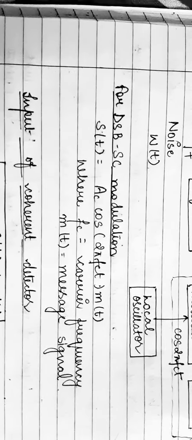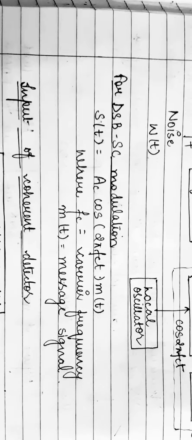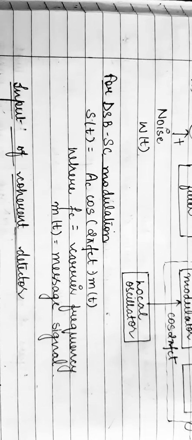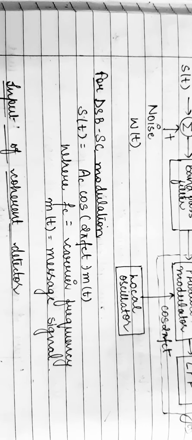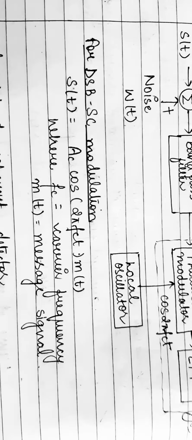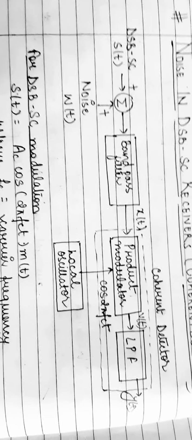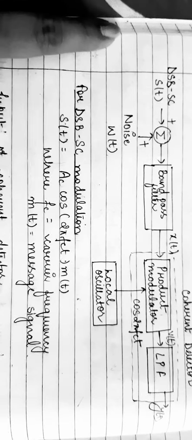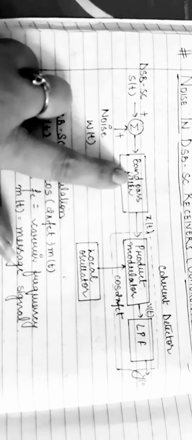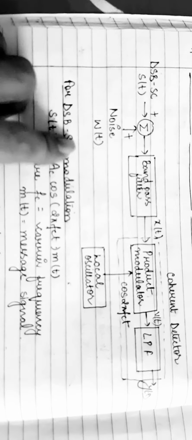Now for double sideband suppressed carrier modulation, s(t) is equal to Ac cos 2 pi fc t into m(t), where fc is the carrier frequency and m(t) represents the message signal. The input of the coherent detector, x(t), will be equal to s(t) plus n(t). After passing through the band pass filter, the white noise gets converted into filtered noise. So we get the output x(t) equal to s(t) plus n(t).